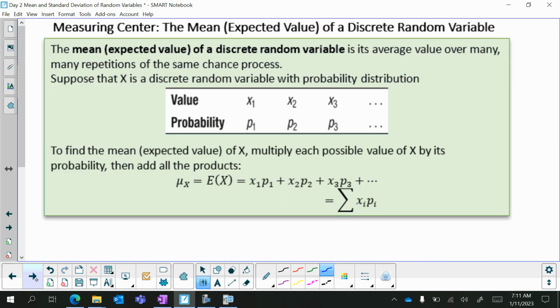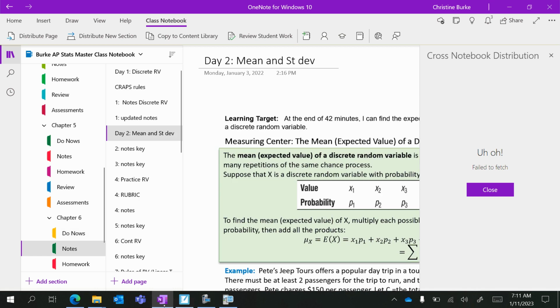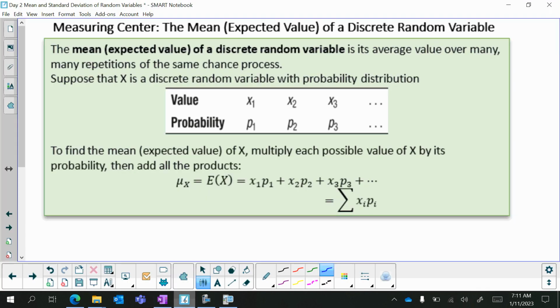So this classwork is called, in your notebook, I think it's called Day 2, Mean and Expected Value and Standard Deviation of a Discrete Random Variable, or Day 3, I'm not sure. Check out your classwork notes. Let's see. It looks like it's called Day 2, Mean and Standard Deviation, okay?